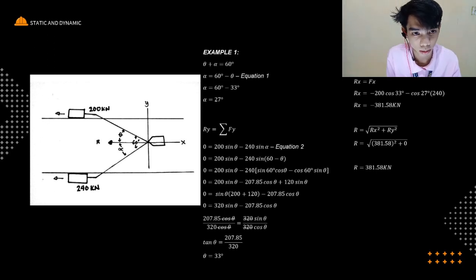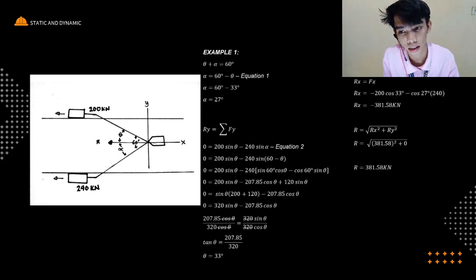So, pasok naman po tayo sa summation forces of x is equal to Rx. So, sa load po ng 200, cosine theta, which is 33 degrees. Bali, kaya siya negative kasi yung motion ng forces natin is papunta sa negative x axis. Ganon din sa isang horse natin na may 240 forces, negative siya. So, solve. Ang Rx natin is equal to negative 381.58 kN.